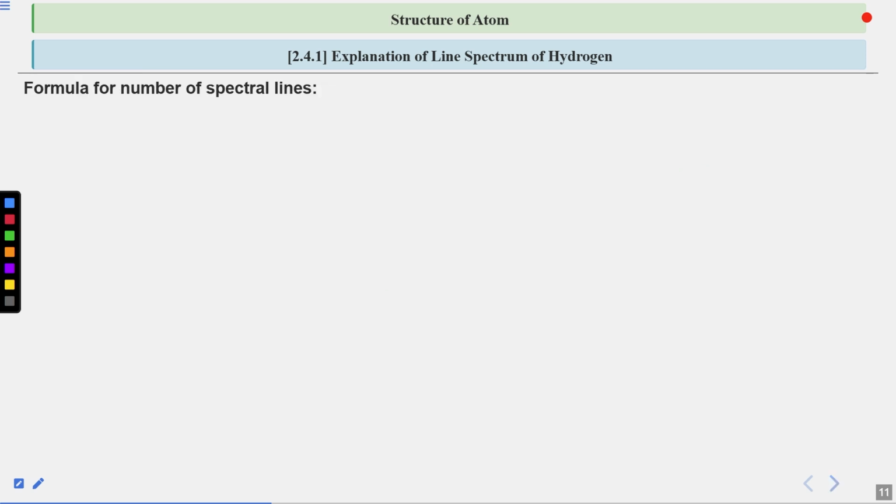Now the next part is very important. Questions are asked from here. Multiple times questions are asked from here in the NEET and JEE exams both. Including that formula. This formula is also very, very important. Now what it gives us is the number of spectral lines. What is the meaning of this?